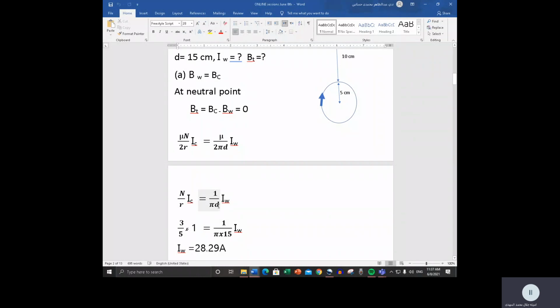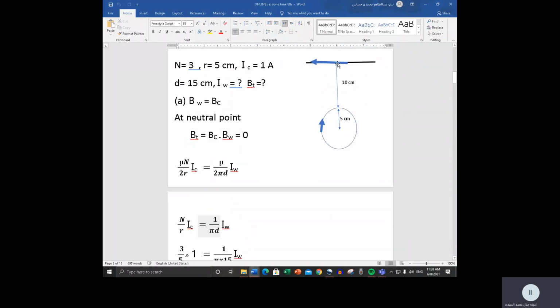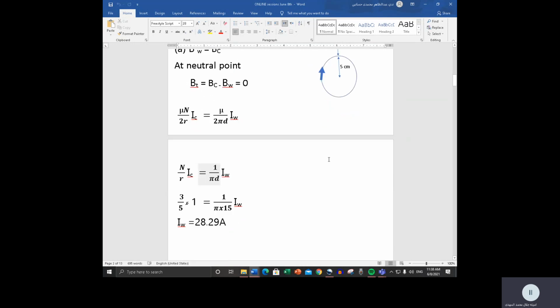The distance here is the sum of this part and that part, right? Because here I have the wire, and here I have the point at which I would like to calculate the density. So the density will be calculated at exactly the center of the coil, which means that the distance is all this part, 5 plus 10 equals 15 centimeter.